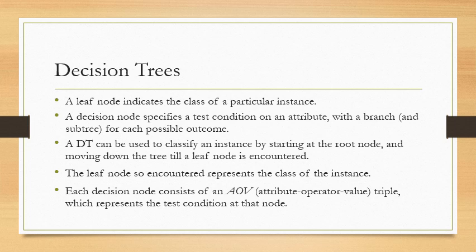Now, when we say that the decision tree is used as a classifier, we always start at the root node, and from the root node we navigate to the leaf node, depending upon the decision nodes that are there in the middle. Finally, the leaf node which is encountered is going to be used as a class label for that particular instance. Now, in order to convert the decision tree into an AOV triple, we have used the format of attribute operator value. So let's see how it works.